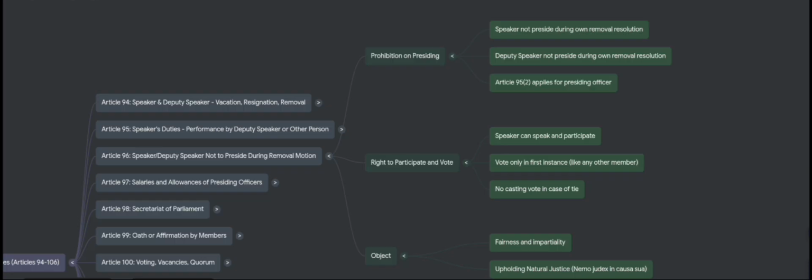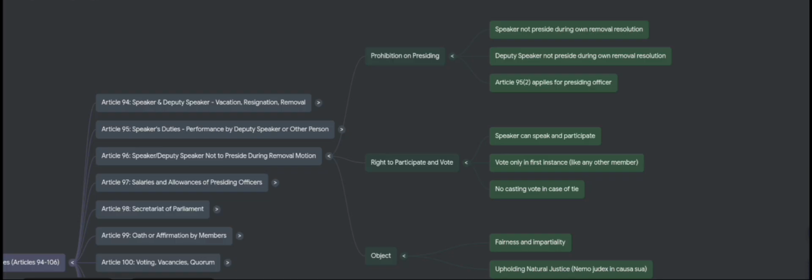Okay, so if the speaker is the subject of a removal motion and they can't preside, who does preside then? Do they just pick someone randomly? Not quite. It follows the logic we just discussed. In such cases, the provisions of Article 95(2), the rules for a speaker's temporary absence, kick in, so the deputy speaker would normally preside. Or, if they are unavailable, or perhaps the subject of the motion too, then a member from the panel of chairpersons would take the chair. This ensures that the proceedings are conducted by an unbiased party, lending legitimacy to such a critical process.